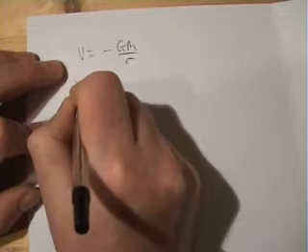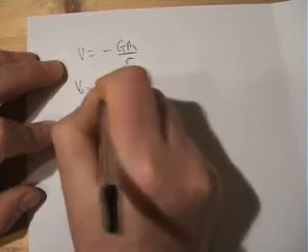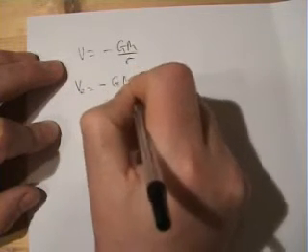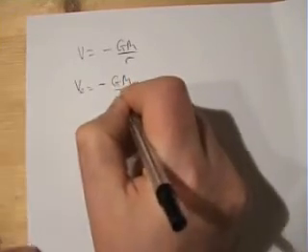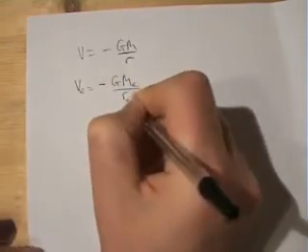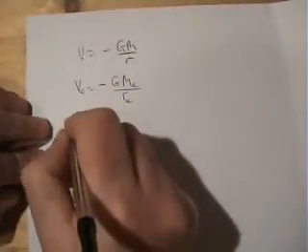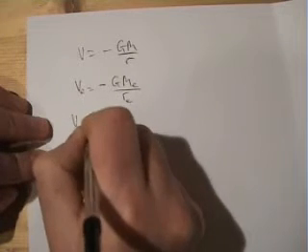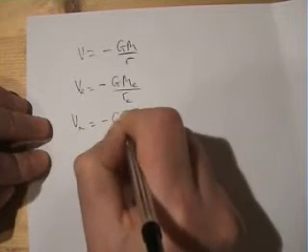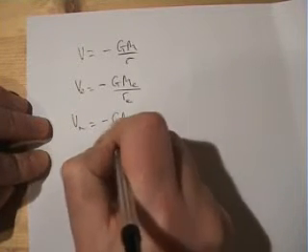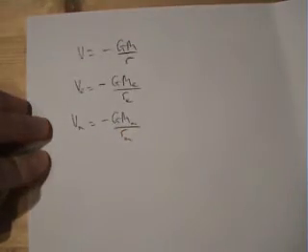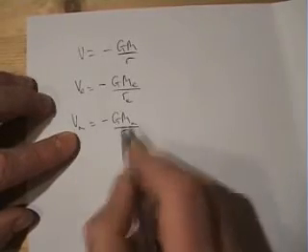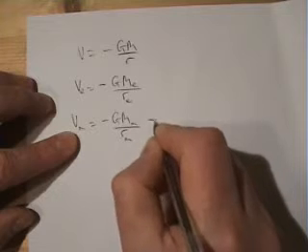The potential for the surface of the Earth will be minus G times the mass of the Earth divided by the radius of the Earth, and that for the moon, potential for the moon must be minus G times the mass of the moon divided by the radius of the moon. So this is what I'm trying to find. Now, what do I know about it?